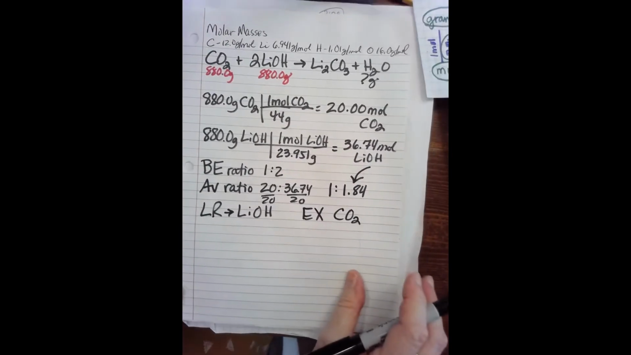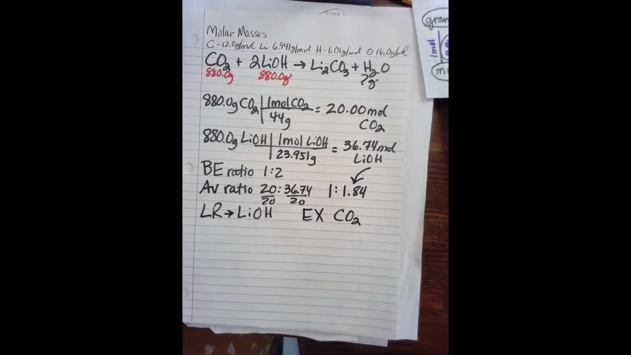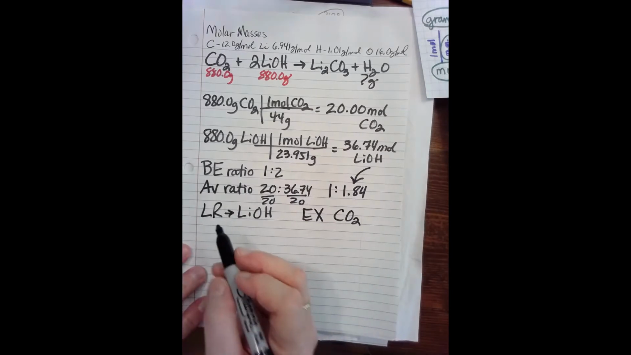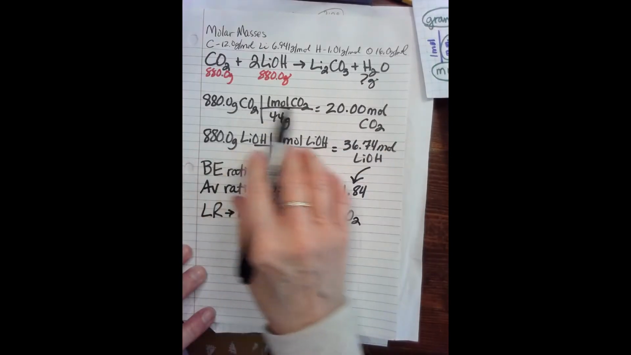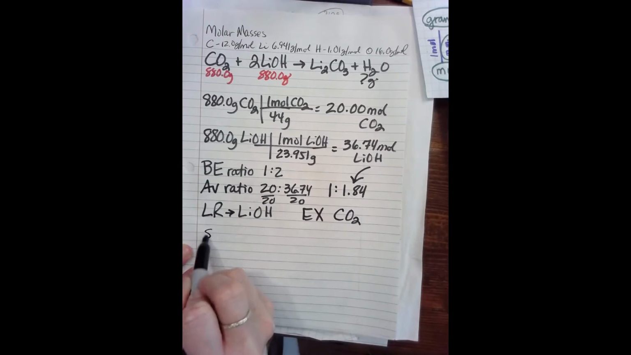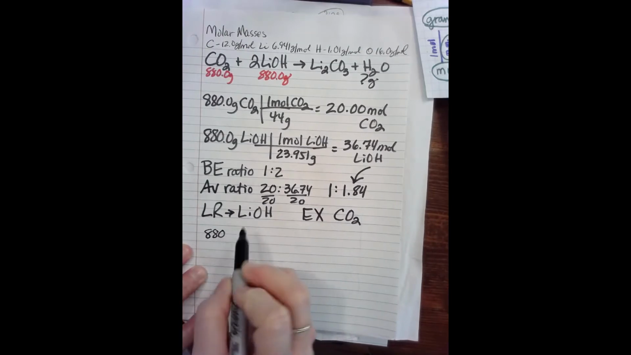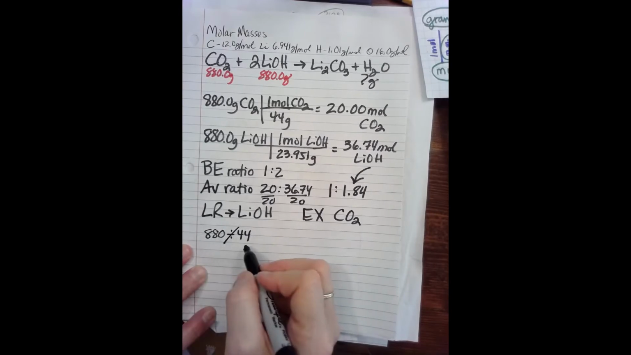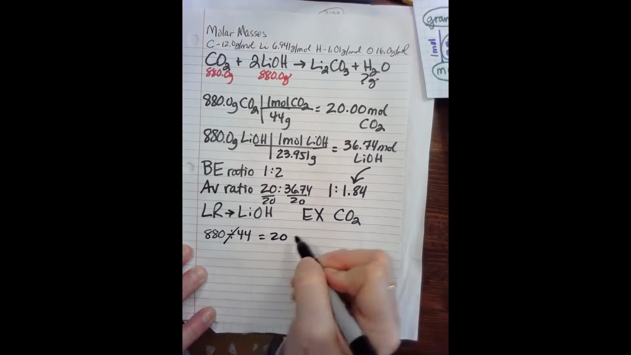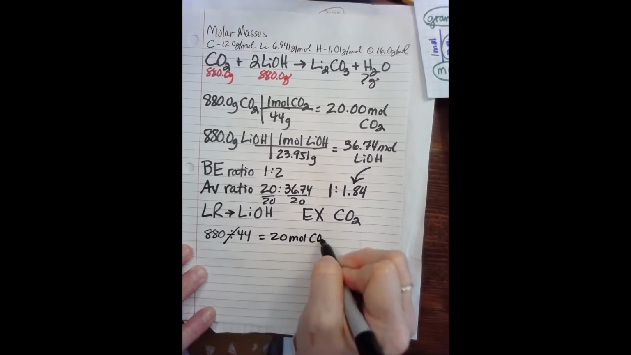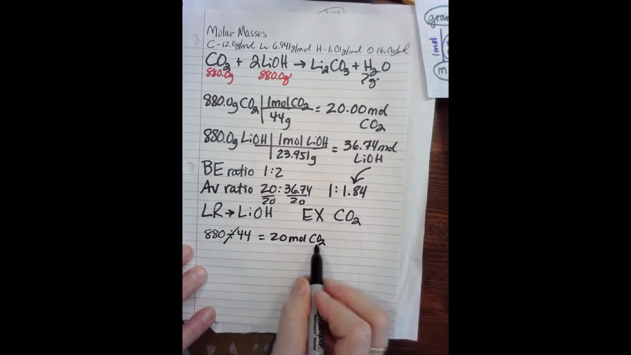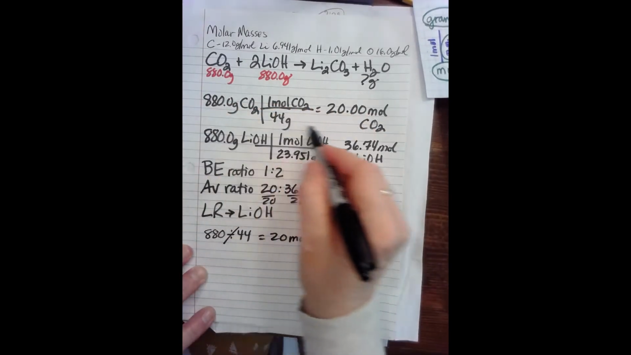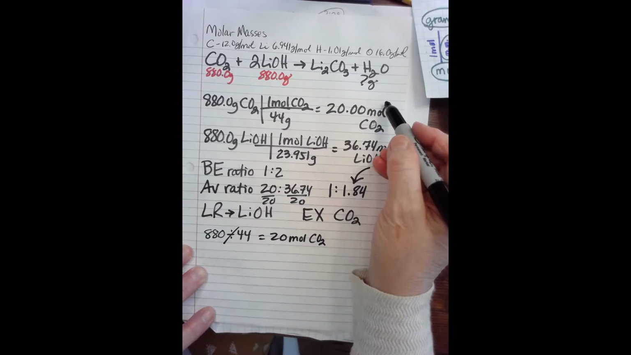Now, how could you show your math about this if you were trying to squeeze this up a little bit for me? You could type in, let's just take this one for example. You could type in 880 divided by 44, or you could use a slash, divided by 44 equals 20 moles CO2. That's enough math to show me that on your paper, you knew what you were doing, okay?